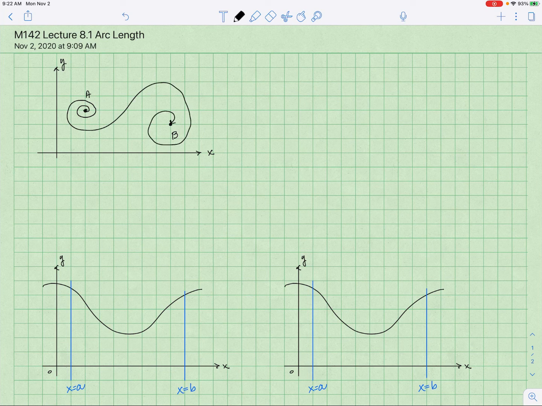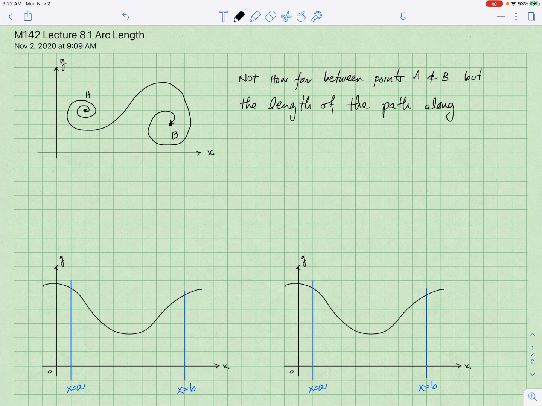Not how far between points A and B, but the length of the path along A and B.